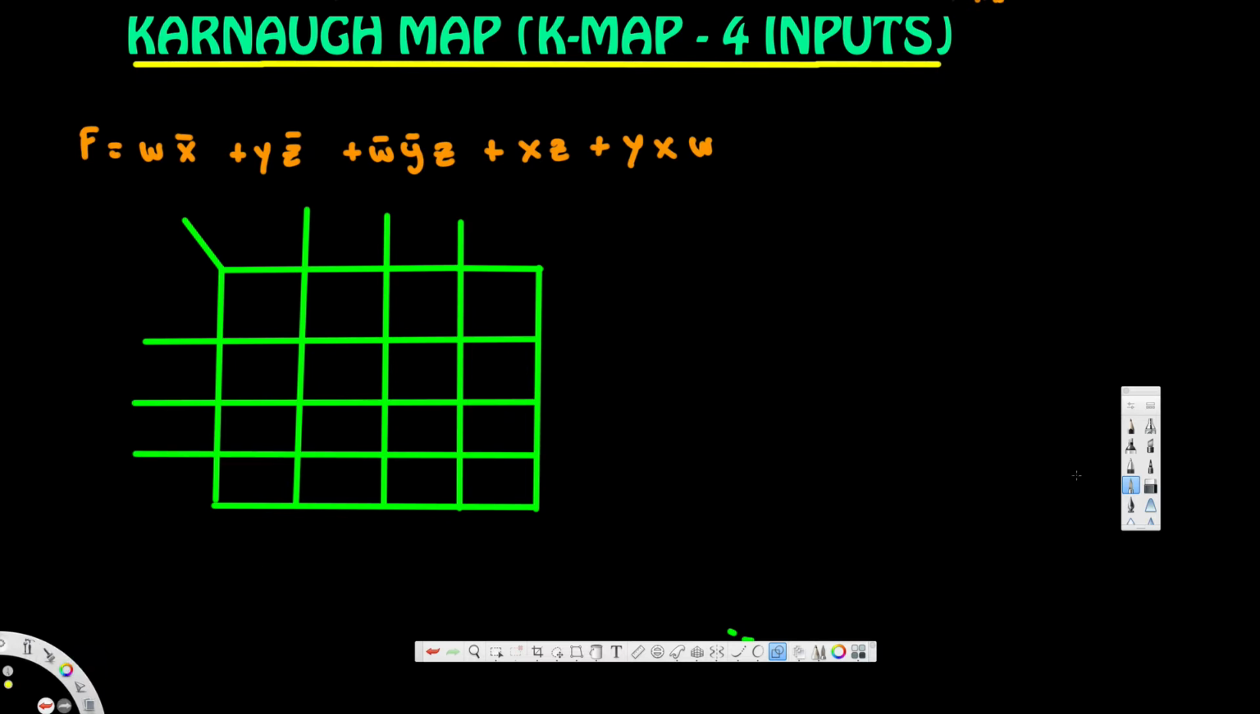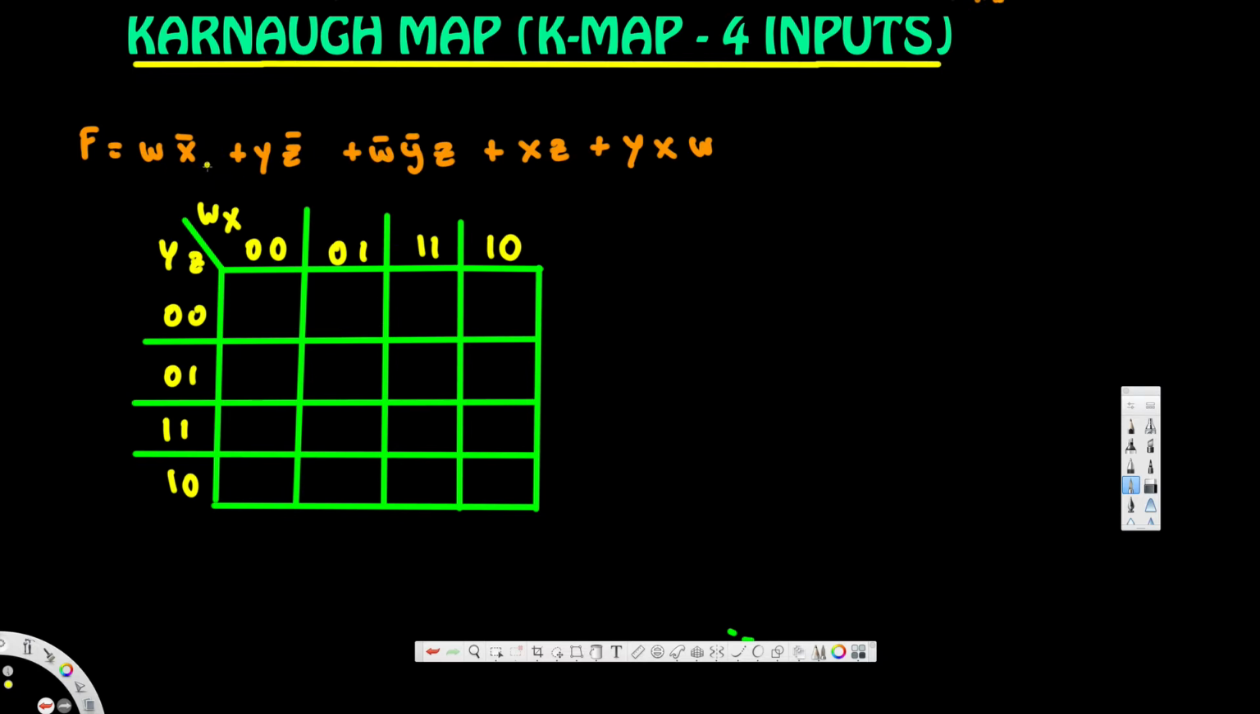The variables we have are w, x, y, z, and this is 0, 0, 0, 1, 1, 1, 1, 0, and then here we have 0, 0, 0, 1, 1, 1, 1, 0. Now here you can see this is sum of product.